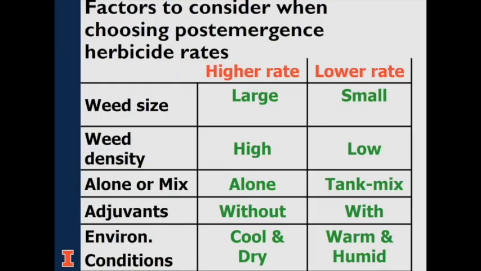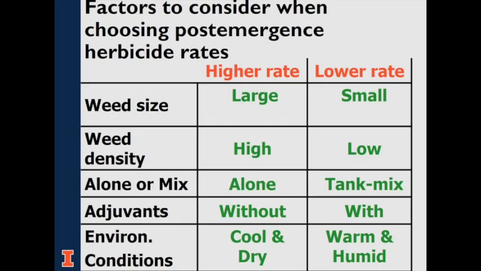Just as there are important factors in determining application rates for soil-applied herbicides, there are factors to consider when choosing post-herbicide rates. Of course, the herbicide must contact the plant, absorb through the tissue, move to the site of action, and induce some phytotoxic response. Much can go wrong. The label may list a range of rates. In general, the higher end of that range would be used if weed size was large, weed density was high, the product was a standalone product without an adjuvant, and environmental conditions were cool and dry.